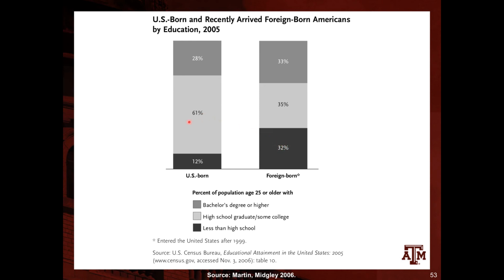But the foreign-born population has a much higher percentage of those who have less than high school. And because of that, the US-born population has a much higher percentage with at least high school or some college, and only 35% of the foreign-born have high school or some college. But the foreign-born population also has a slightly higher percentage with at least a bachelor's degree compared to the US-born population. But overall, a really high percentage of those recent immigrants have less than high school.